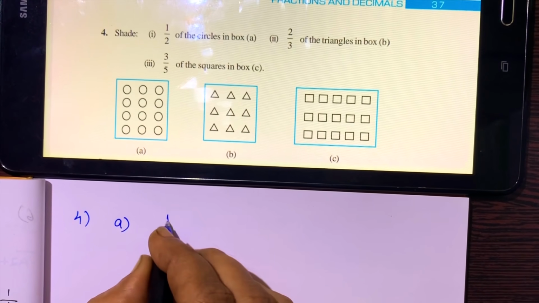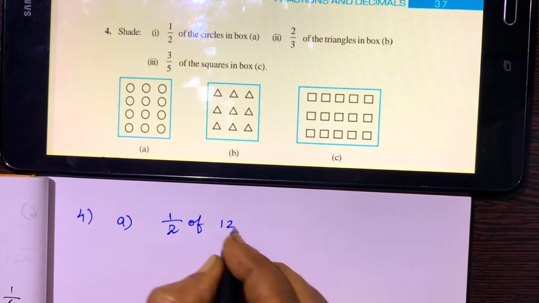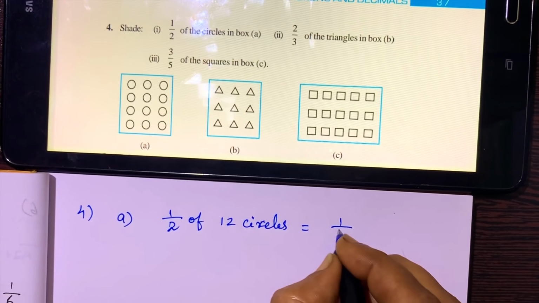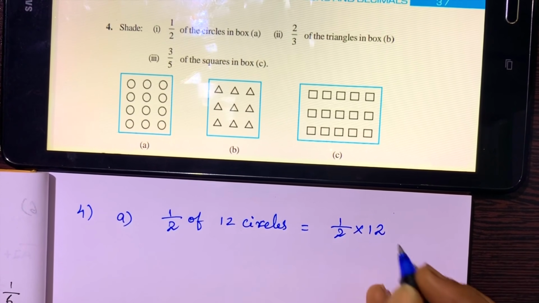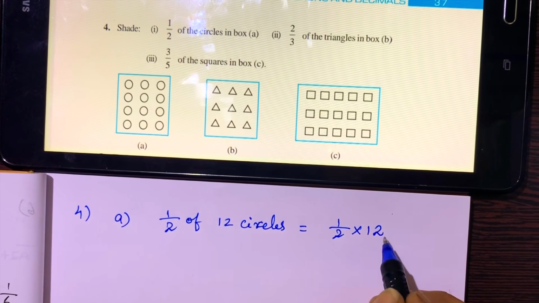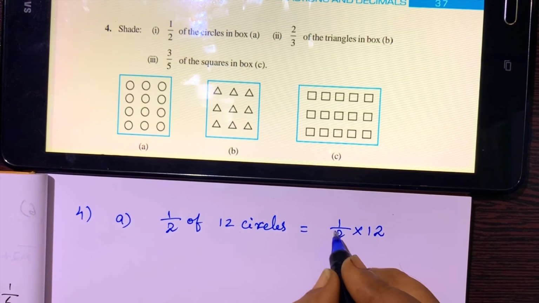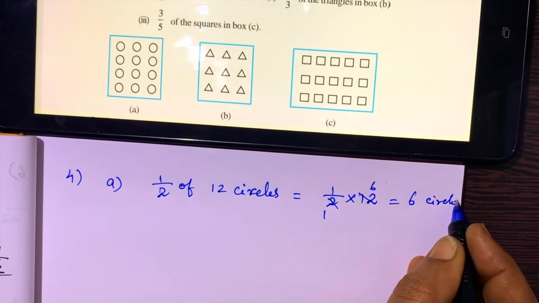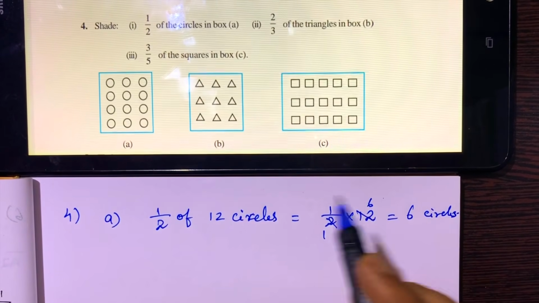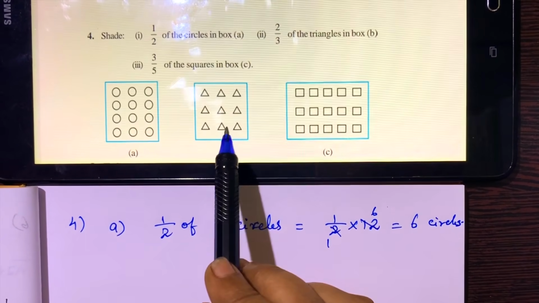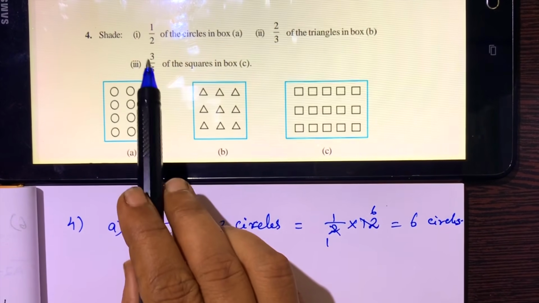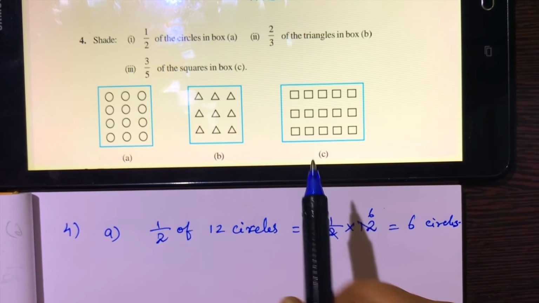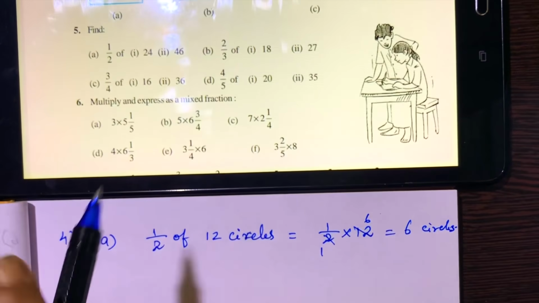So half of 12 circles is equal to half into 12. So half of means half into 12. By the cancelling method, here 1, here 6. So 6 circles we have to shade. Like this we have to find out 2 by 3 of these triangles and 3 by 5 of the squares given in the box. Same method we can do the next sum also.